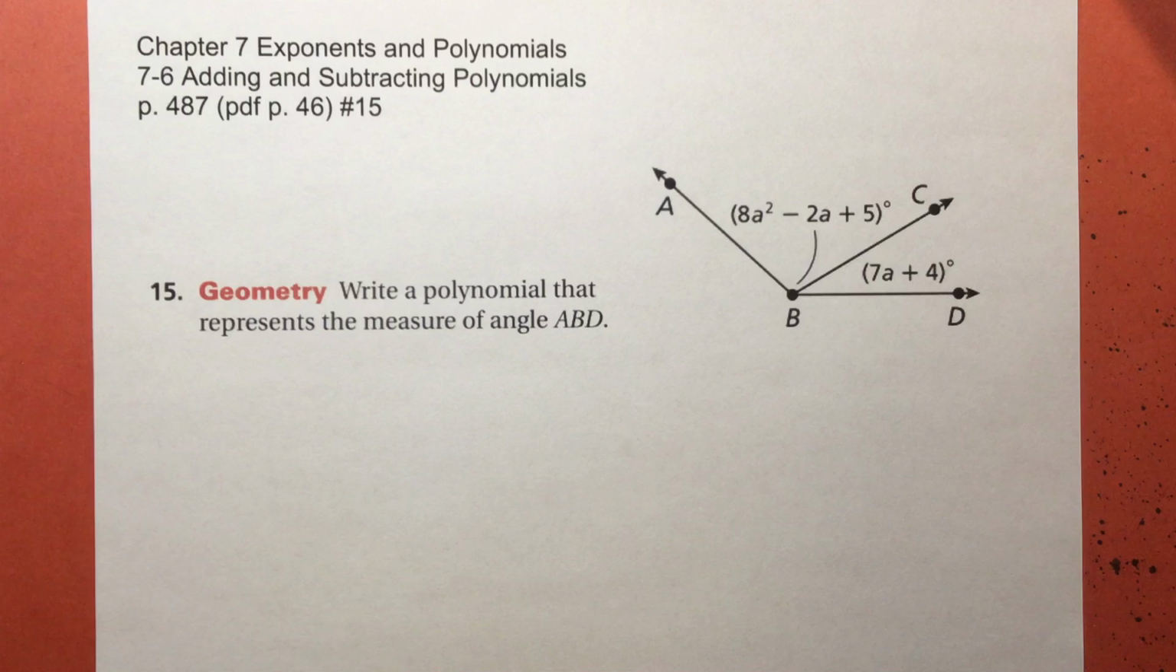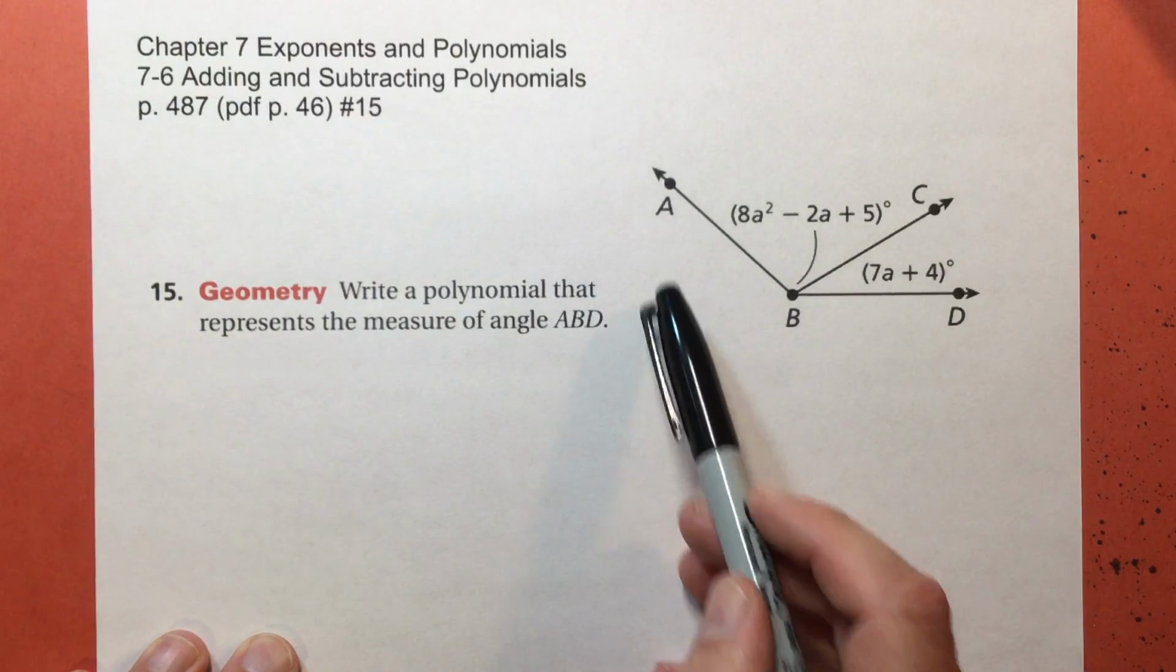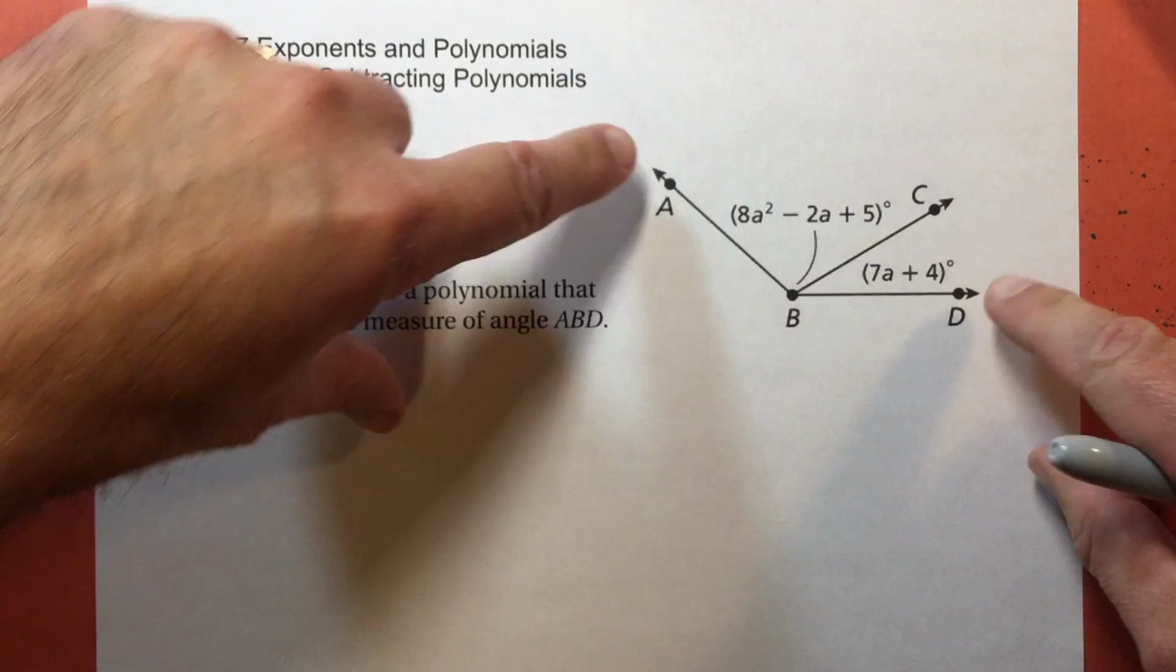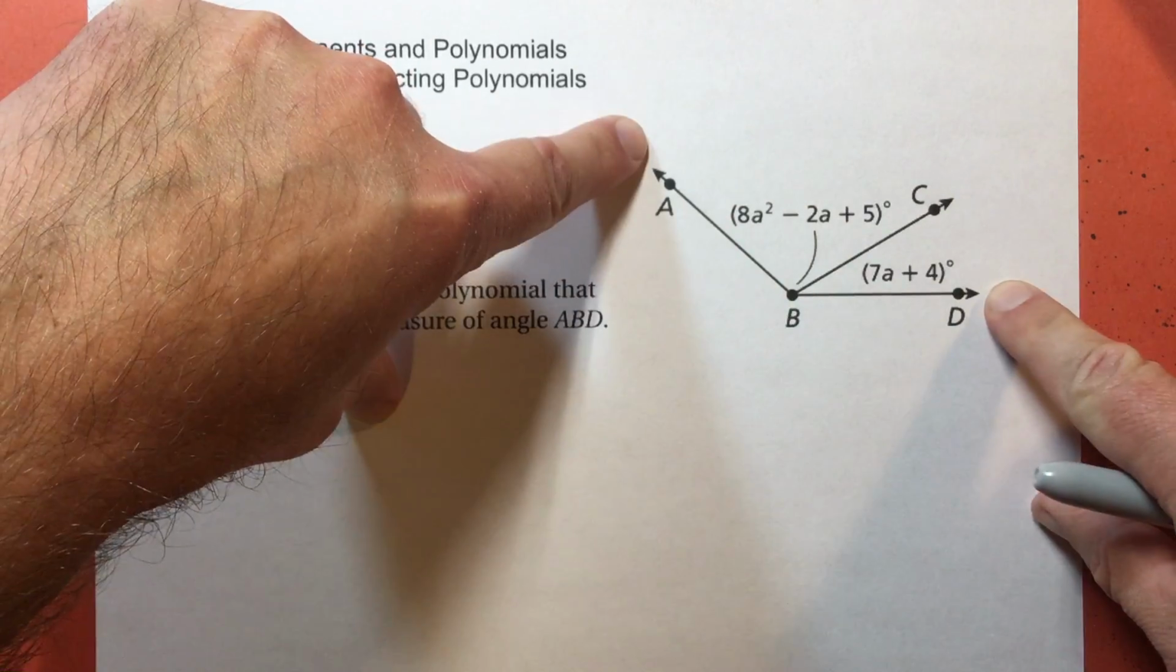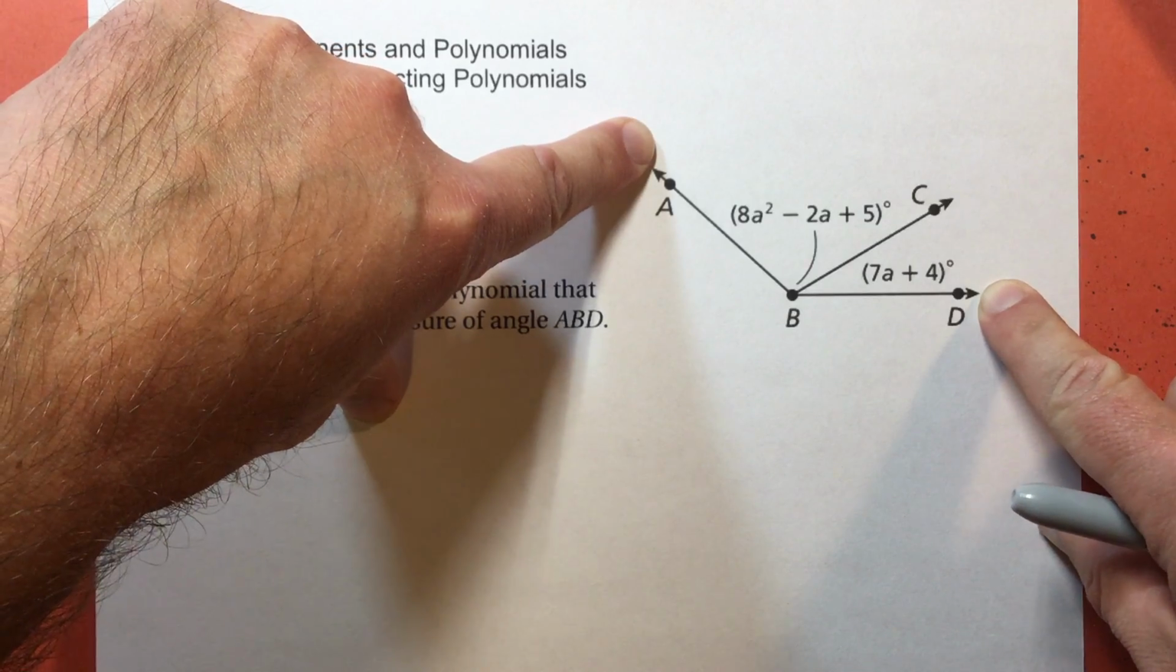This is problem number 15, where we're going to use polynomials to represent measurements of angles. The directions say, write a polynomial that represents the measure of angle ABD. Angle ABD is this angle right here, with B as the vertex and A and D as the direction points.